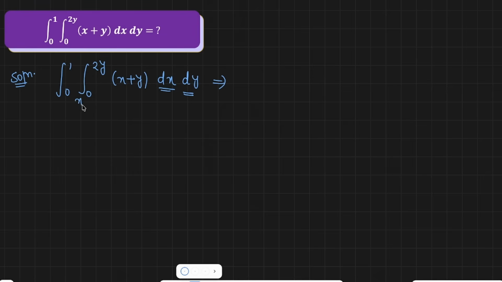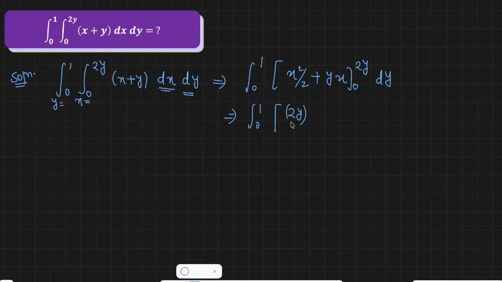So this will be the limit of x, this will be the limit of y. When you solve, it will be 0 to 1. And when you integrate with respect to x, it will be x square by 2 plus y into x, from 0 to 2y, and this is your dy. Because you integrated with respect to x. Now you put the limit of x, that is 0 to 2y: it equals 2y square upon 2 plus y into 2y. When I put 0, I will get 0. That's why I'm not writing here.